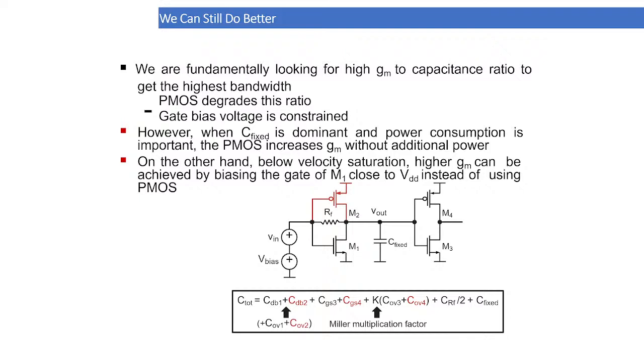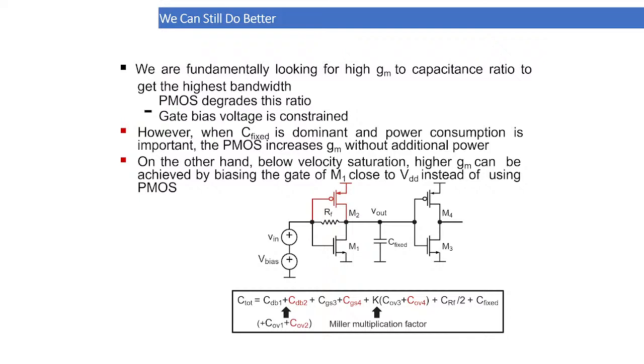However, when C fixed is dominant, so if C fixed is not equal to approximately C in plus C out, and power consumption is important, the PMOS increases Gm without additional power. That is another important point to note.